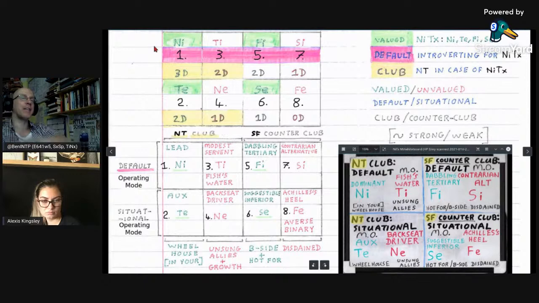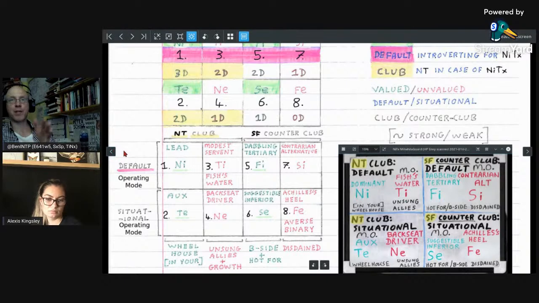It's not an NT function. It's an SF function. It's part of your counter club, and it's not default. So it's down here, but you value it, and you're trying to develop it, suggestible inferior. And then Vanderhoek would say that eventually, if you integrate that and become aware of it, it becomes your counter nucleus, or your polarity.